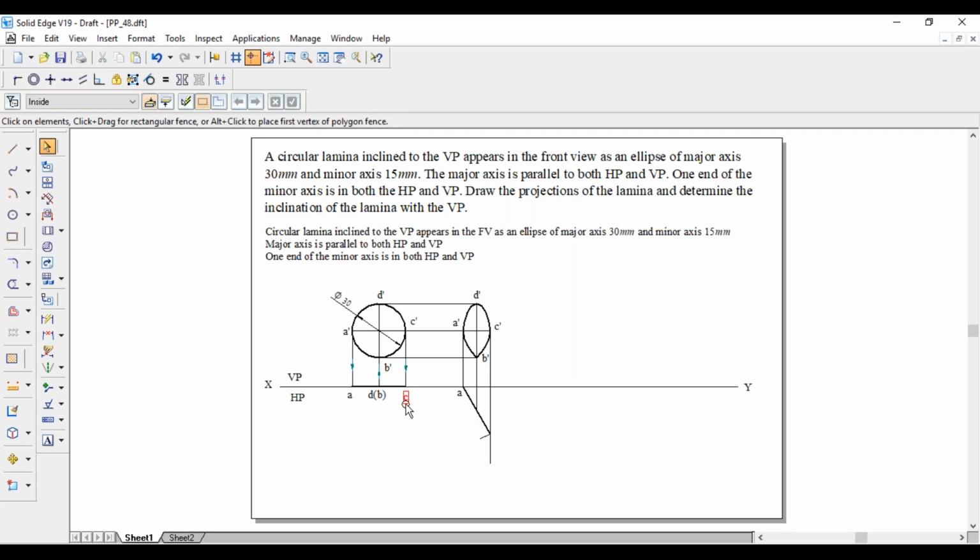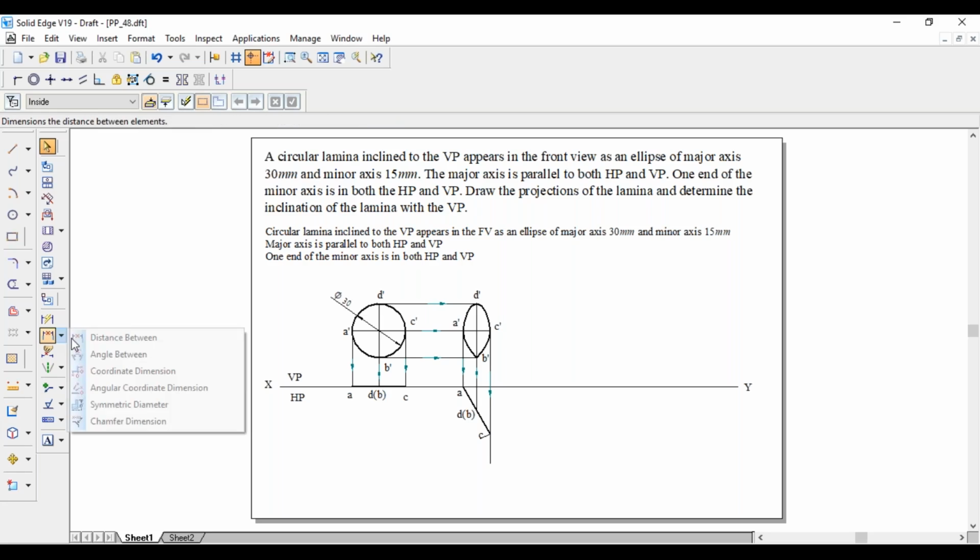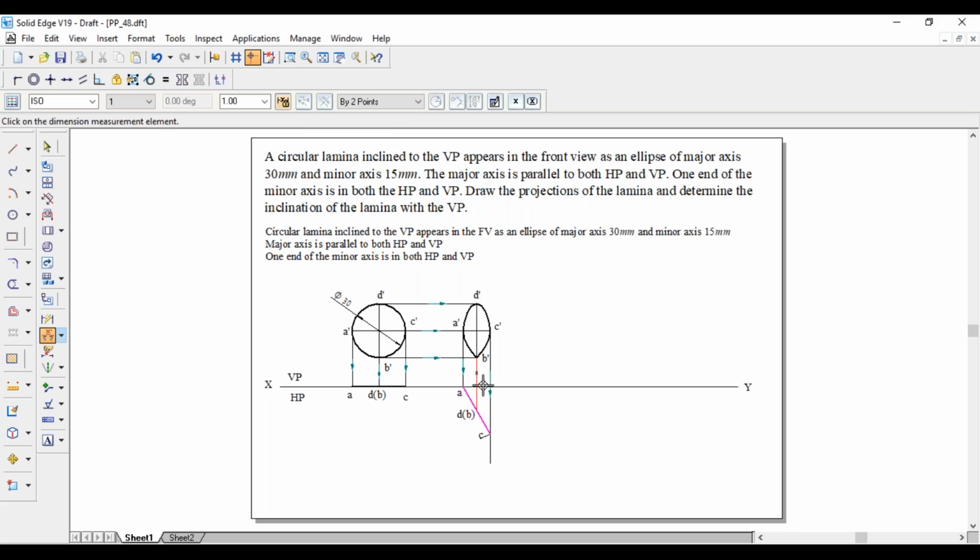This is A. This one is C. Midpoint is D in the bracket B. He also asked to find out the inclination of the lamina with the VP, that is phi. It is 60 degrees. Now, this completes the second position.